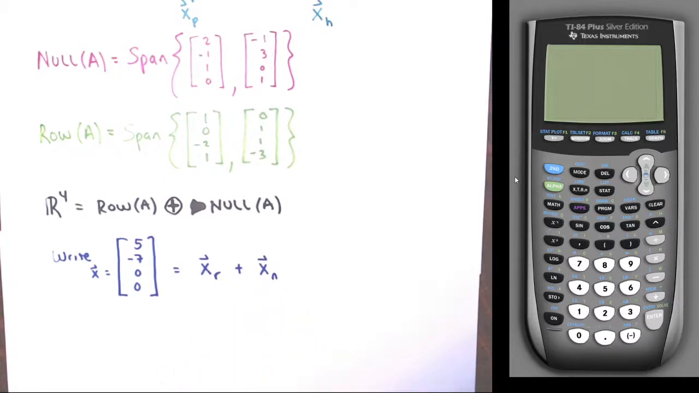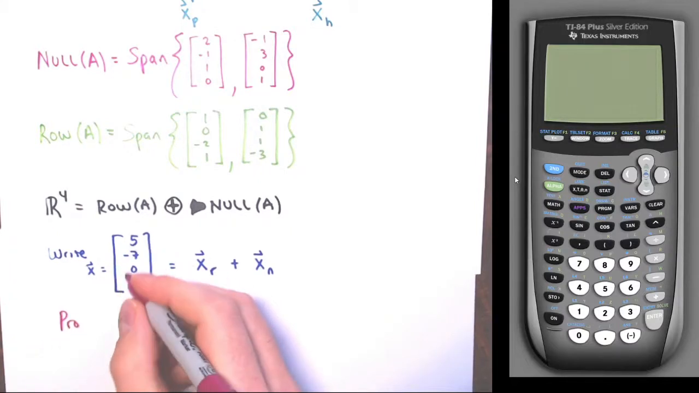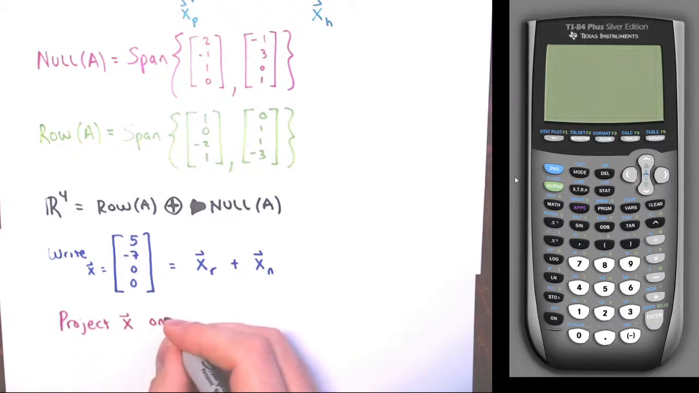All right, well, just to stay consistent here, again, you could project this vector onto the row space and then subtract it to get the projection onto the null space, or vice versa. Just to stay consistent, I'm going to project this vector onto the null space. We'll find xn again. So I'm going to project x, again, I called it x here, onto the null space of A.